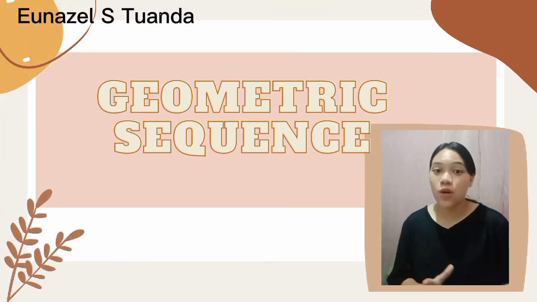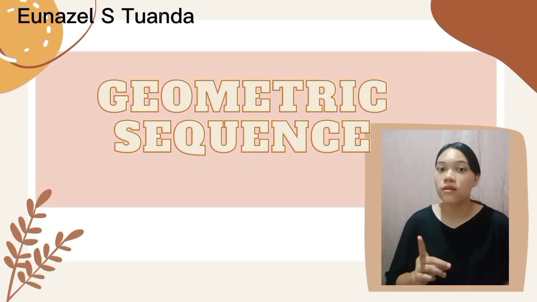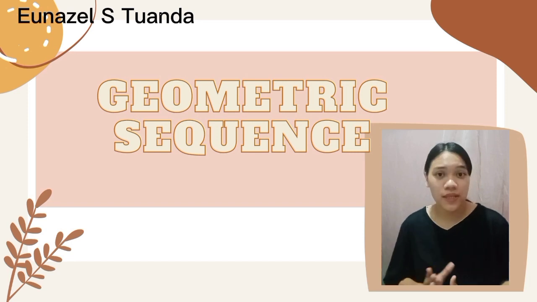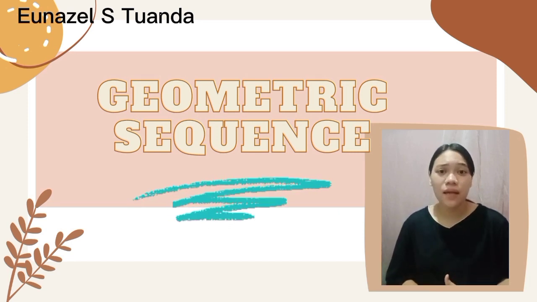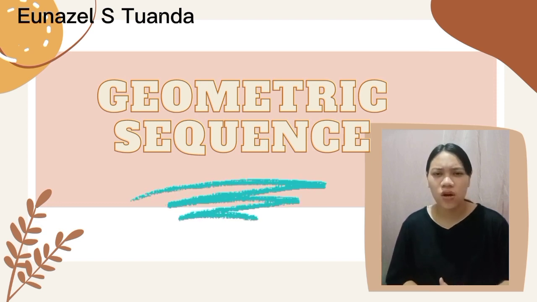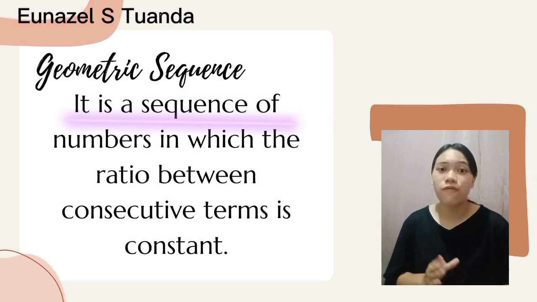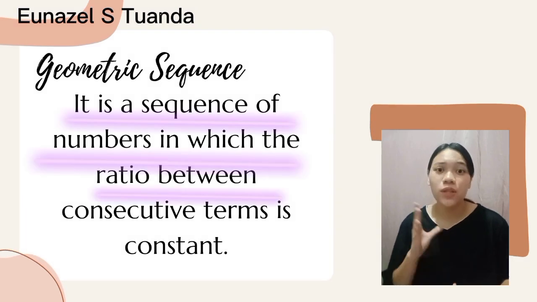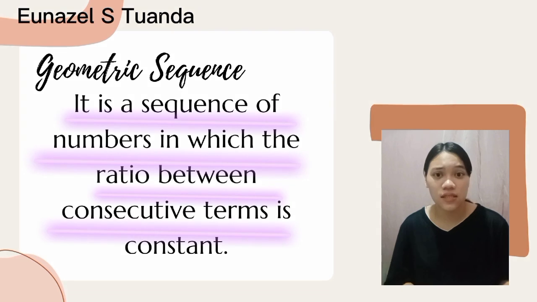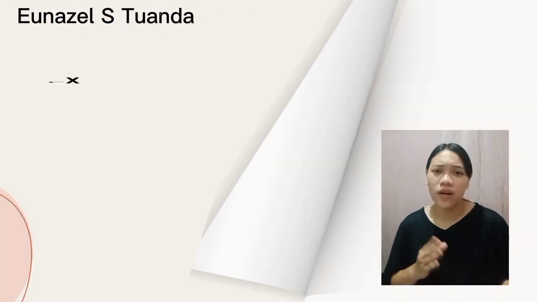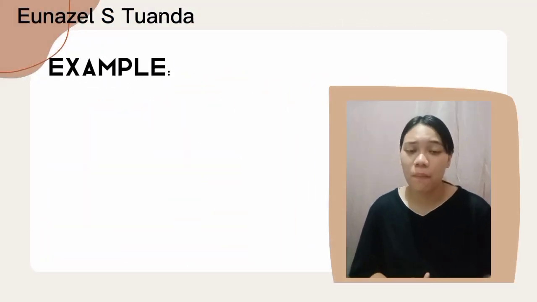As we learn about sequence, we will come to tackle this particular sequence, which is the geometric sequence. So let us begin by giving the definition of it. What is geometric sequence? Geometric sequence is a sequence of numbers in which the ratio between consecutive terms is constant. The best way to understand it is by giving an example.